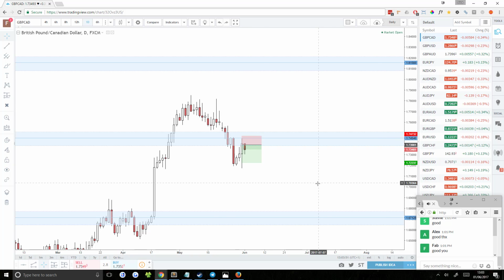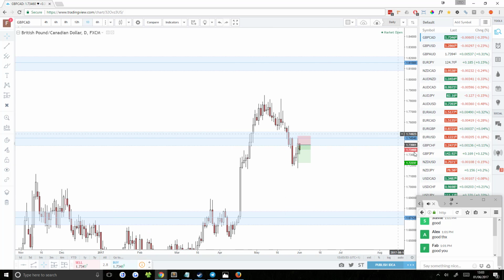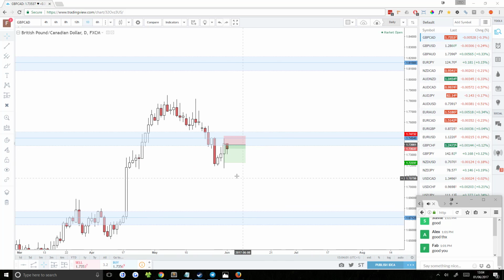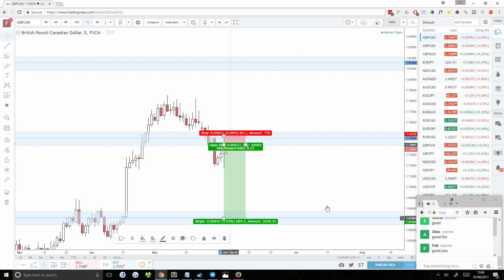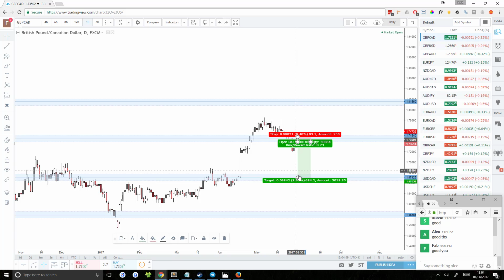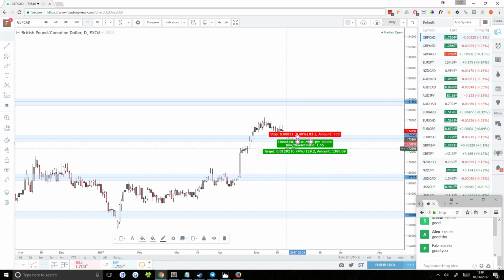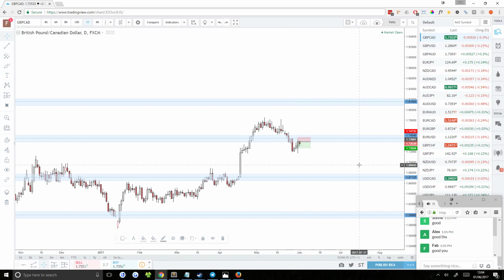Let's hope that this is the start of a major bearish trend. My target is around about here, where this green shaded area ends. That's my target, but I'm going to place it there and then we'll see how it goes. If this is the start of a major trend, I might extend my target all the way down to here. We'll just see how it goes. But right now, my target is pretty reasonable.